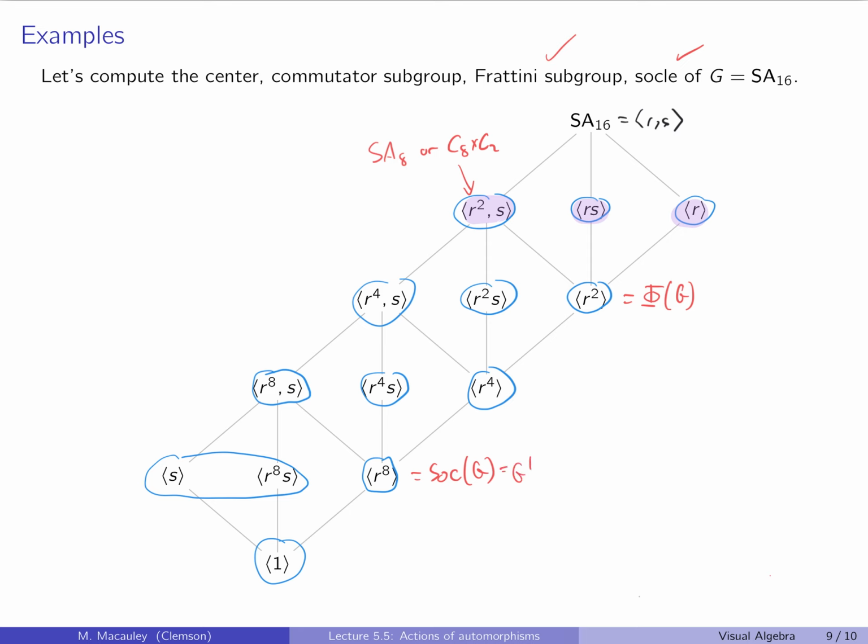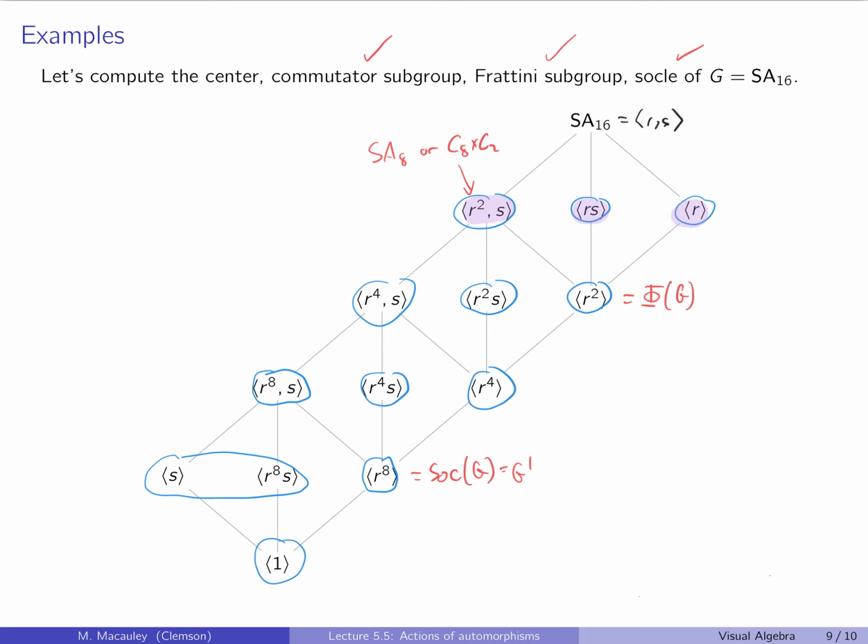Okay, so that is the commutator subgroup. What about the center? This is one where, again, it's really hard and often not feasible to compute the center just by inspection of the subgroup lattice. So I looked it up in LMFDB. It tells me that the center is isomorphic to C8, and so that means that this is the center.